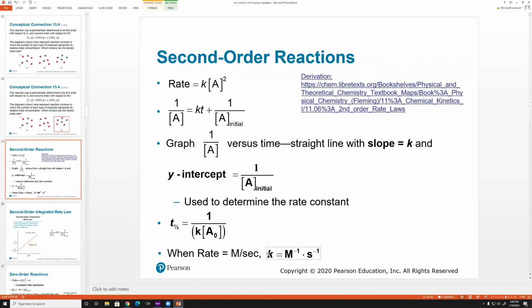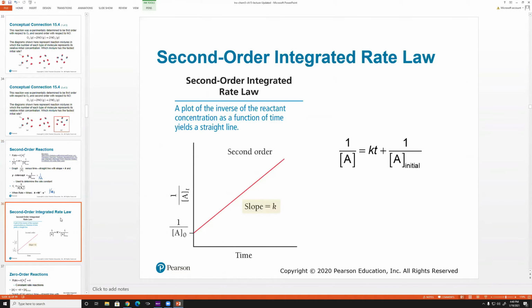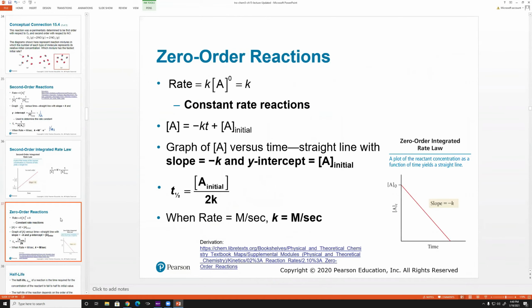And in this case, the rate constant unit is going to be per mole per second. So it's actually written as 1 over M·s, like this. That is the second order integrated rate law. And then we can talk about the zero order integrated rate law.